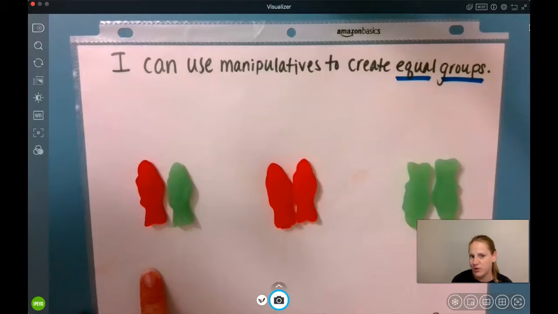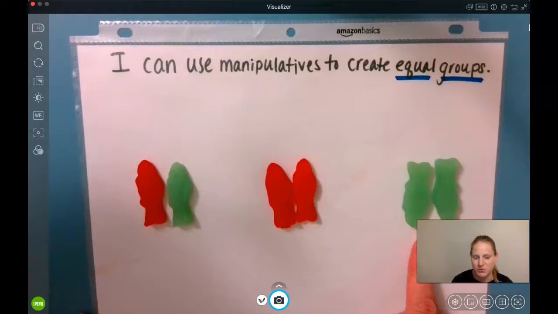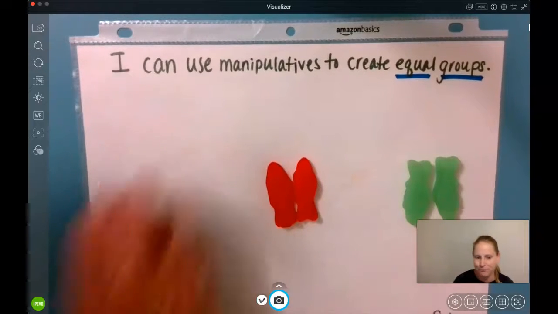Hold up your fingers, boys and girls. How many are in each group? You got it, 2. I see 2 in this group, 2 in this group, and 2 in this group. So these are equal groups. Okay, let's try another one.